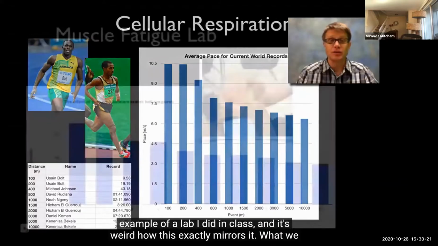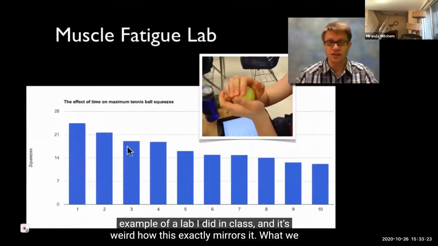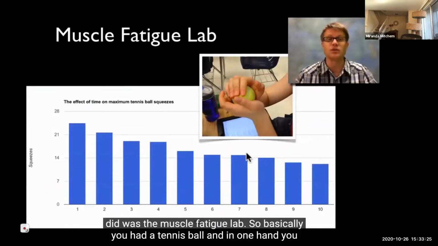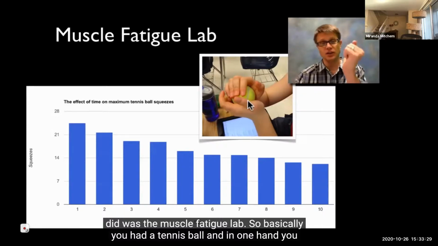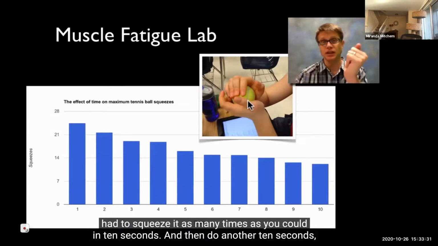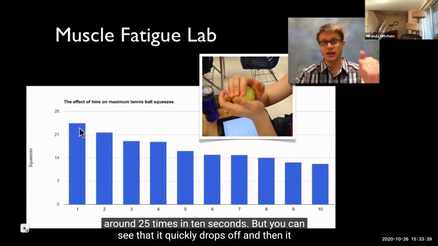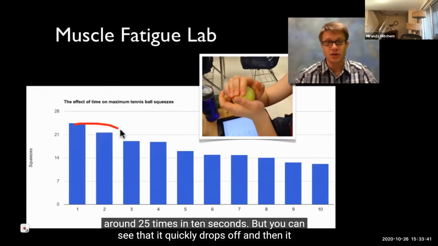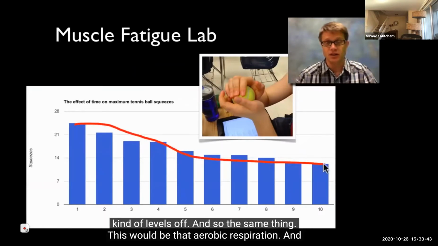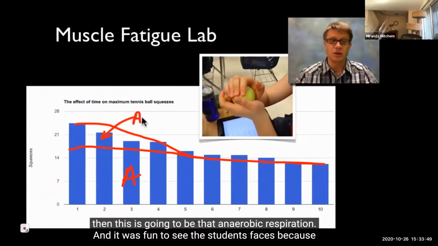Example of a lab I did in class was, and it's weird how this exactly mirrors it, the muscle fatigue lab. So basically you had a tennis ball, and in one hand, you had to squeeze it as many times as you could in 10 seconds, and then do another 10 seconds and do another 10 seconds. And this is the class average. So the class average was, it looks like around 25 times in 10 seconds. But you can see that it quickly drops off and then it kind of levels off. And so the same thing, this would be that aerobic respiration. And then this is going to be that anaerobic respiration.